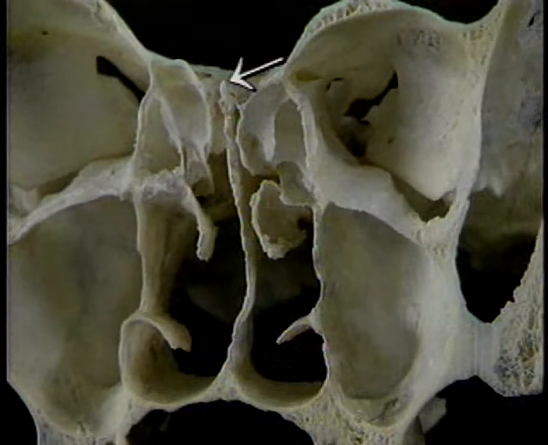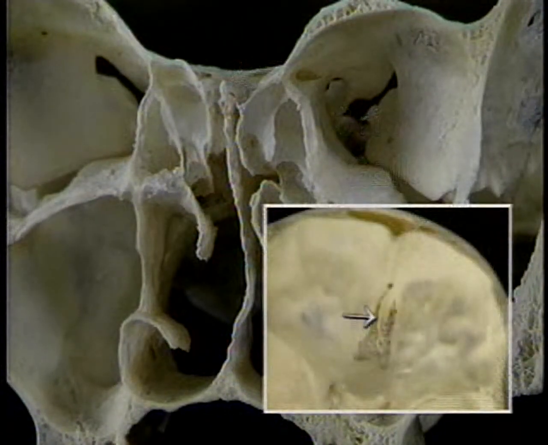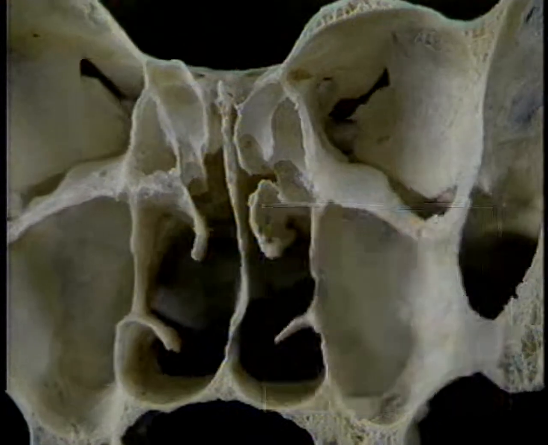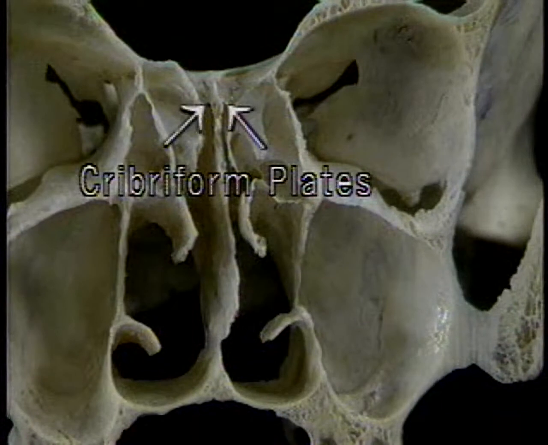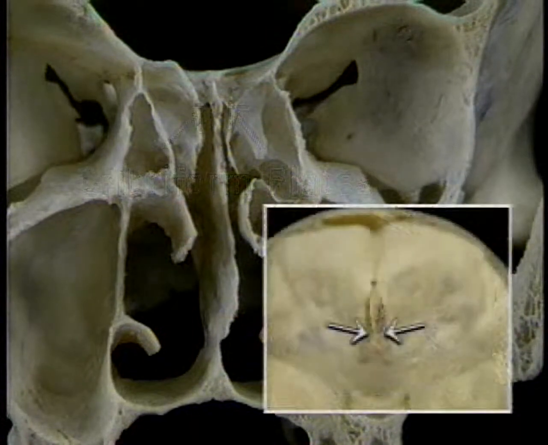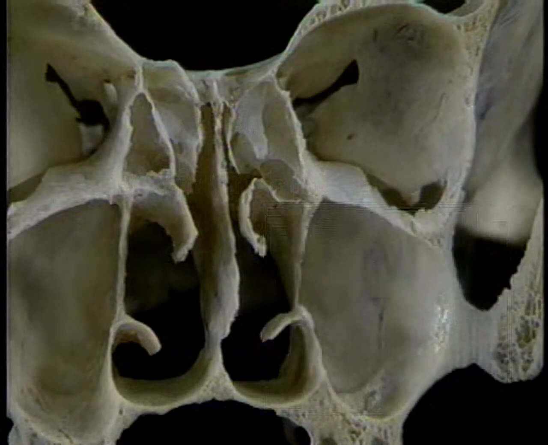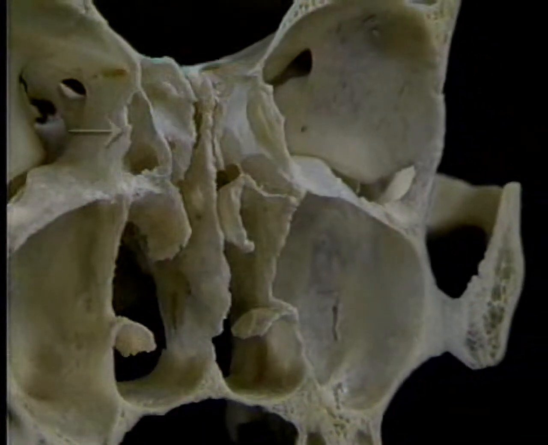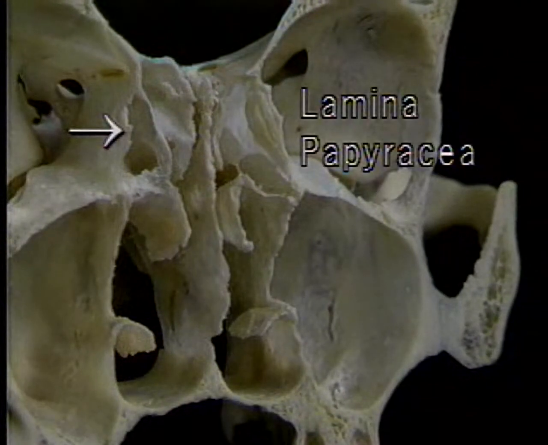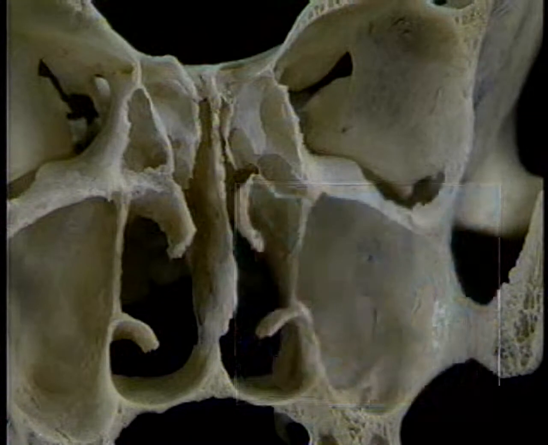This upward projection is the beginning of the crista galli, which rises up in the floor of the anterior cranial fossa. On each side of the crista galli are the cribriform plates, which we've seen already from above and from below. The most lateral part of the ethmoid bone is this paper-thin layer, the lamina papyracea, which forms this part of the medial wall of the orbit.